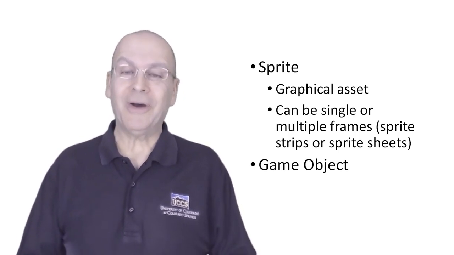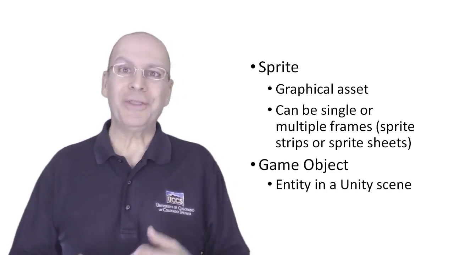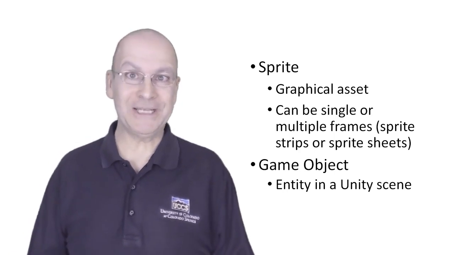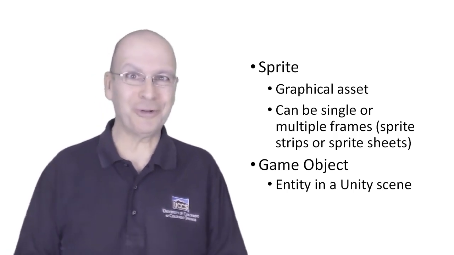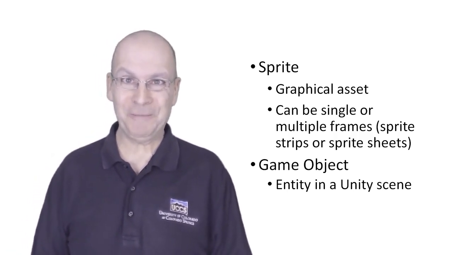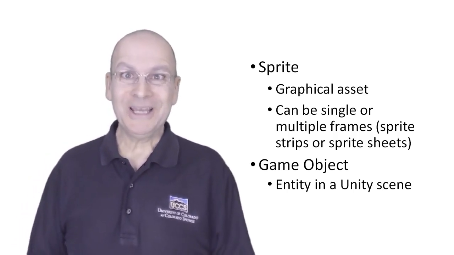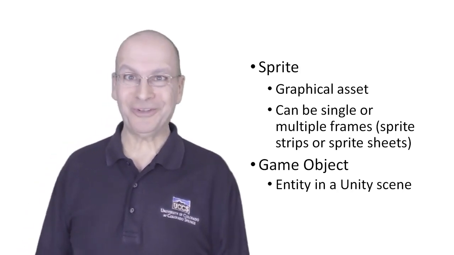Those sets of frames in a single sprite are regularly called sprite strips or sprite sheets. Game objects are actually entities that are included in our Unity scenes. So these are the entities that will react to other things in our game world and so on. Let's go to Unity and take a look at how all this works.